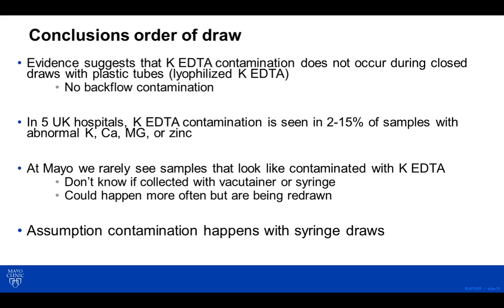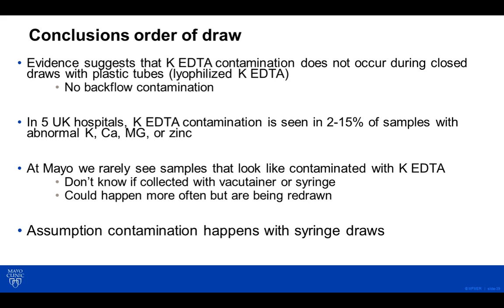However, there is evidence in at least 5 hospitals in the UK that potassium EDTA contamination is seen anywhere between 2 and 15 samples with abnormal potassium or calcium, magnesium, or zinc. So again, when you select for somewhat unusual findings, very high potassium, very low calcium, magnesium, or zinc, you find that around 1 to 5% of them in most studies are caused by EDTA contamination from the EDTA tube. So it does seem to happen. And our own practice and experience here at Mayo suggests the same thing.